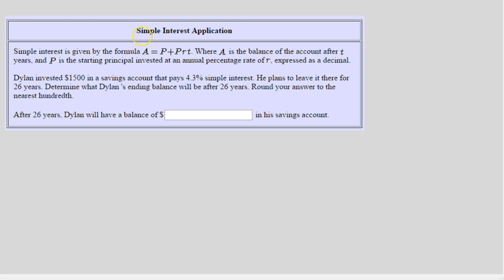In this problem, we need to solve a simple interest application. Let's begin by reading through the problem and highlighting any given information and our goals. So simple interest is given by the formula A equals P plus PRT. Now they're going to tell us what all these letters represent. A is the balance of the account after T years, and P is the starting principal invested at annual percentage rate R expressed as a decimal.